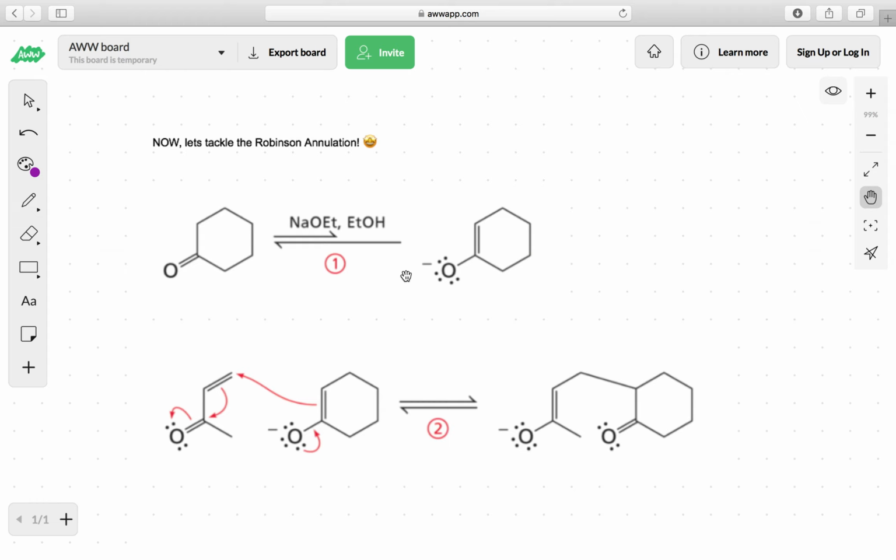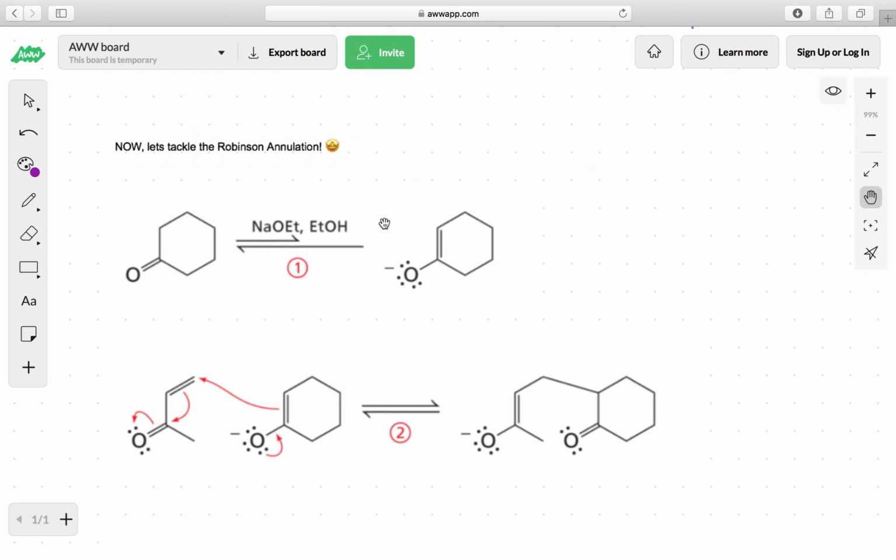When we add base, we're going to form an enolate on our cyclohexanone. And this is going to serve as our nucleophile for your Michael addition. Remember, your Michael addition is your enolate nucleophile plus your enone electrophile.